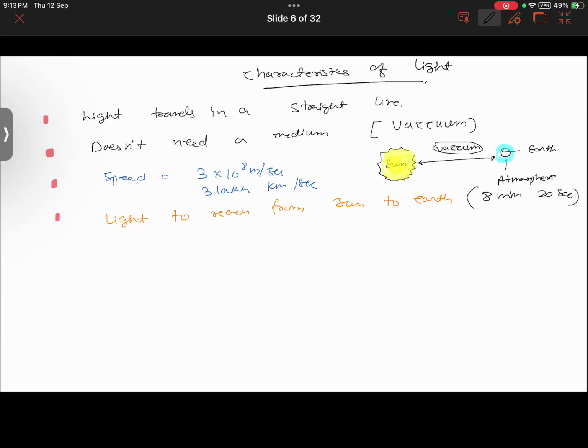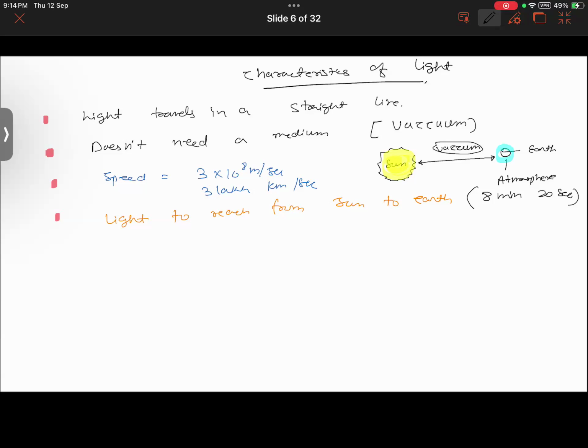Got this, Salima? So light will be taking this much time to reach from the sun to the earth. Okay. Now there are a few other properties of light also. Normally what we have learned is that light can't be bent. But the thing is that light can bend around the corners of very tiny objects.